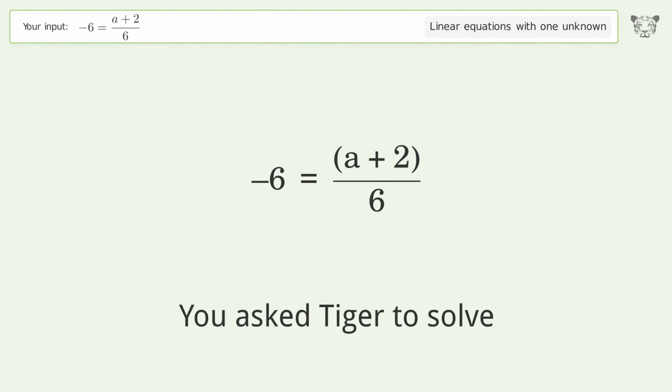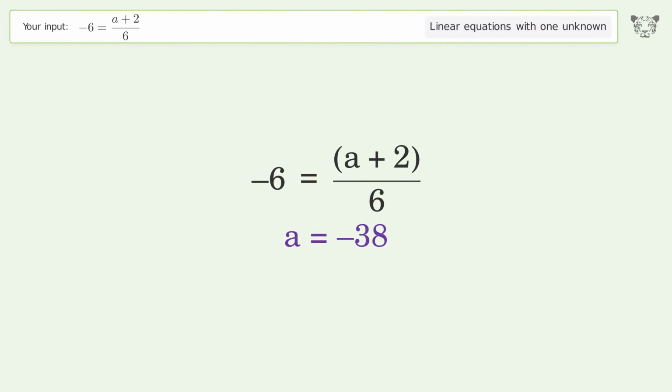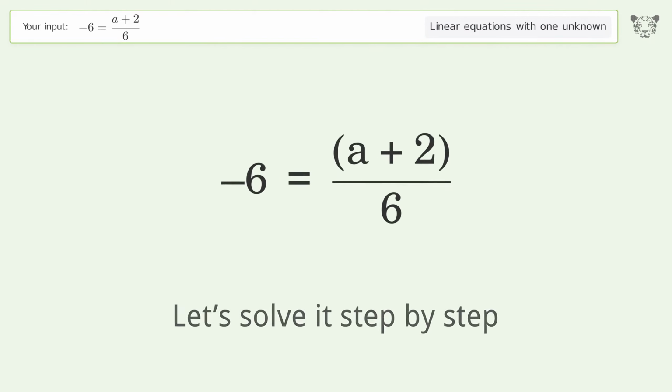You ask Tiger to solve this. This deals with linear equations with one unknown. The final result is a equals -38. Let's solve it step by step.